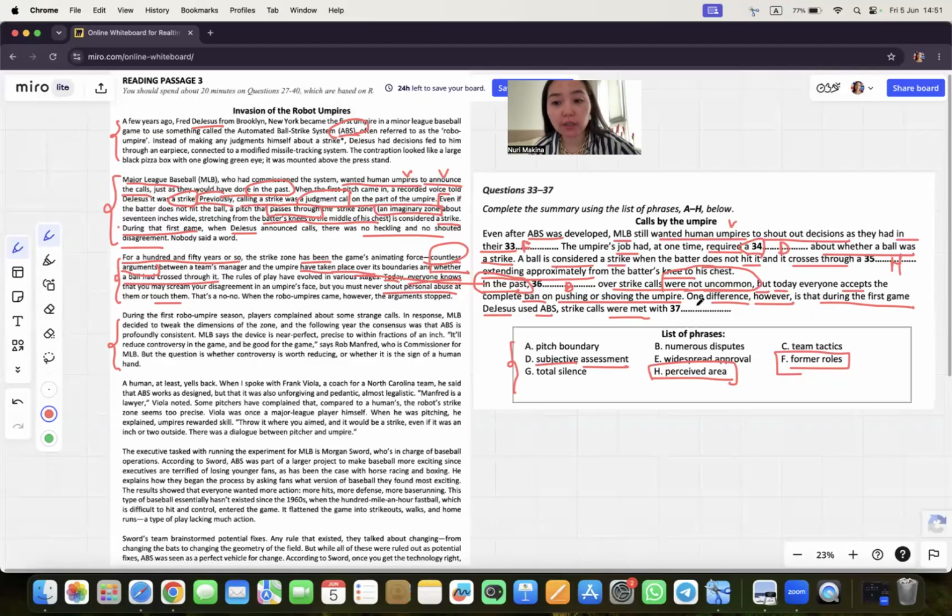So what is the answer? One difference, however. The difference is being mentioned here, which is that during the first game, DJs and ABS strike calls were met with no heckling, with no shouted disagreement, and nobody said a word. So this is what we're looking for. They said nothing. So I'll give you 3, 4 seconds. 4, 3, 2, 1. So the answer is total silence. Yes, it's total silence. This is it.